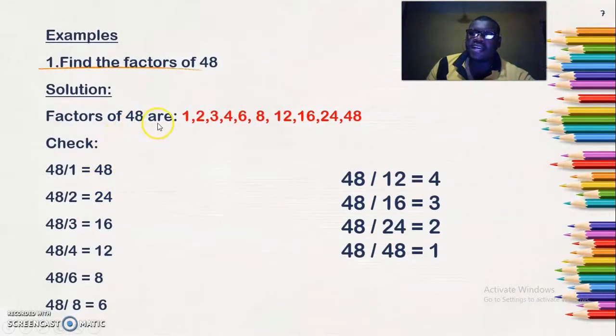Factors of 48 are 1, 2, 3, 4, 6, 8, 12, 16, 24, and 48. So 48 divided by 1 gives you 48 without any remainder. 48 divided by 2 gives you 24 without any remainder, and that's all the other numbers. 48 divided by 12 gives you 4, and 48 divided by 16 gives you 3, without any remainder. So these are the factors of 48.